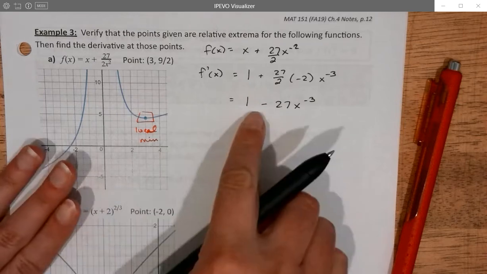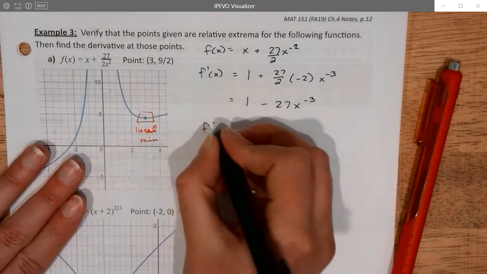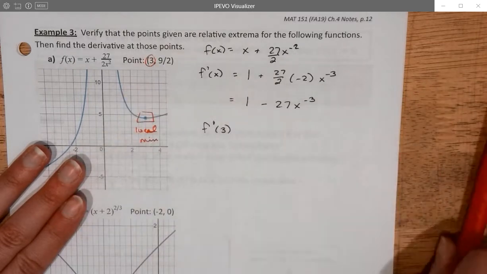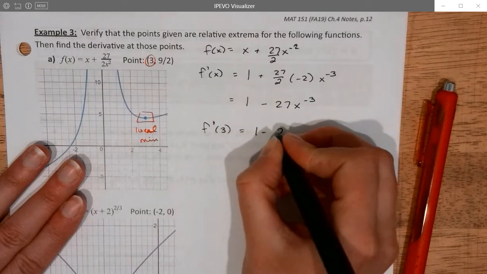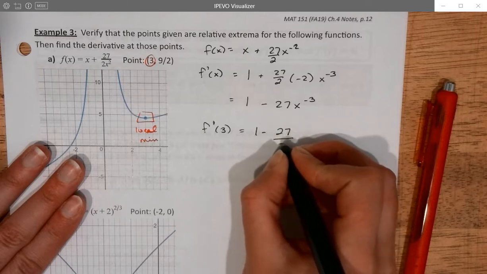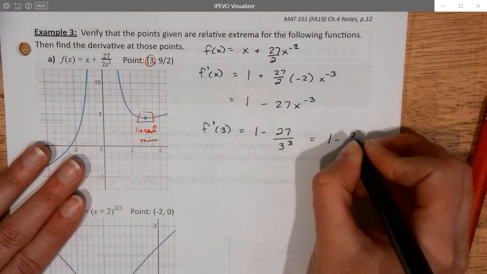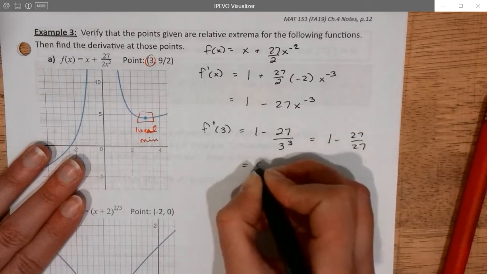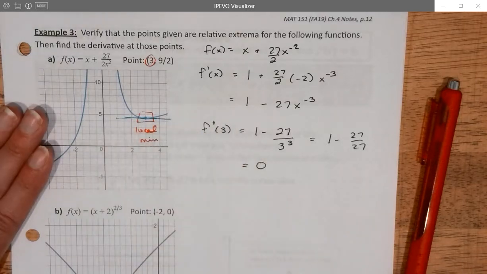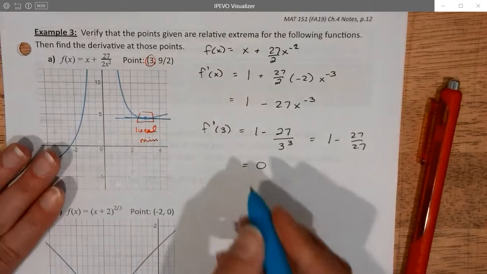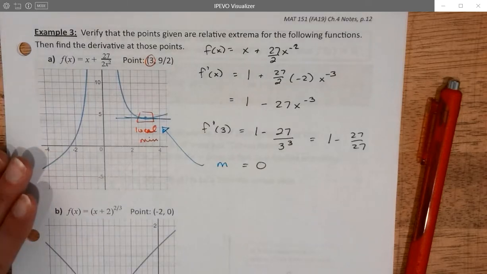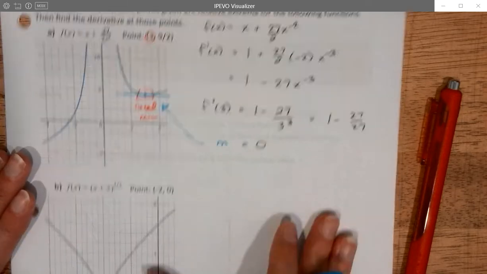Okay. I want to find the derivative at that point. So next I want to evaluate f prime at 3 specifically, since 3 is the x-coordinate of that point. So I have 1 minus 27. I'm going to write the x to the negative third as x cubed in the denominator, so over 3 cubed. So that's 1 minus 27 over 27. 1 minus 1, so it's 0. Okay. So the tangent to this would be horizontal. There's a slope of 0 at that point. Not surprising, hopefully, that our slope should be 0 at an extrema. We used slope equals 0 before to identify where we might have extrema. Let's take a look at the next one.